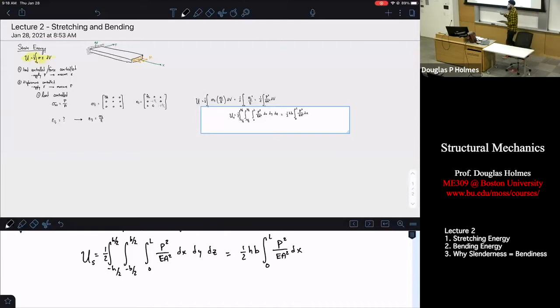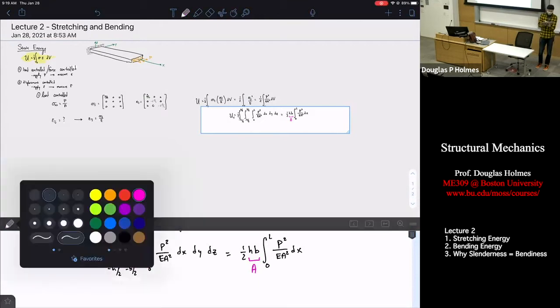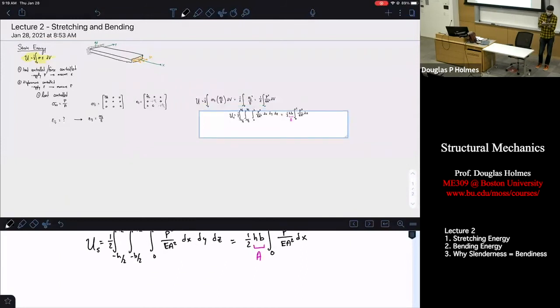And the cross-sectional area of a rectangular beam, A, is exactly H times B, right? It's just the area of a rectangle of height H and width B. And so we get to cancel these things. We can say this is A, we get an A out here and then A squared in the denominator. And so we can simplify this to say that our stretching energy is equal to 1/2 P squared over EA.